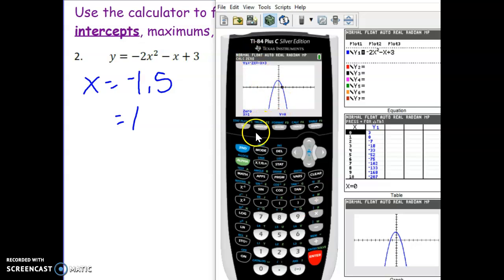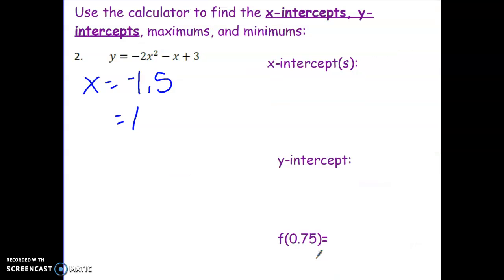Okay, let's find the Y-intercept. So this time I'm going to do second, calculate, and I'm going to do a value, which is number 1. All right, and let's see, the value that I want to give it to find the Y-intercept here on the Y-axis is 0. So I found that my Y-intercept is at 3.